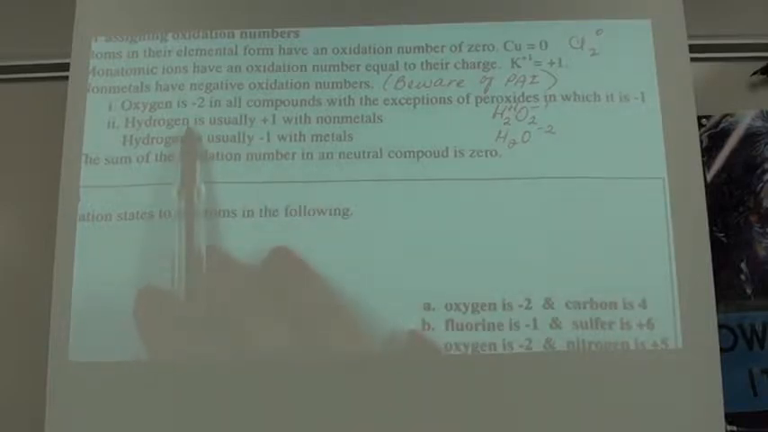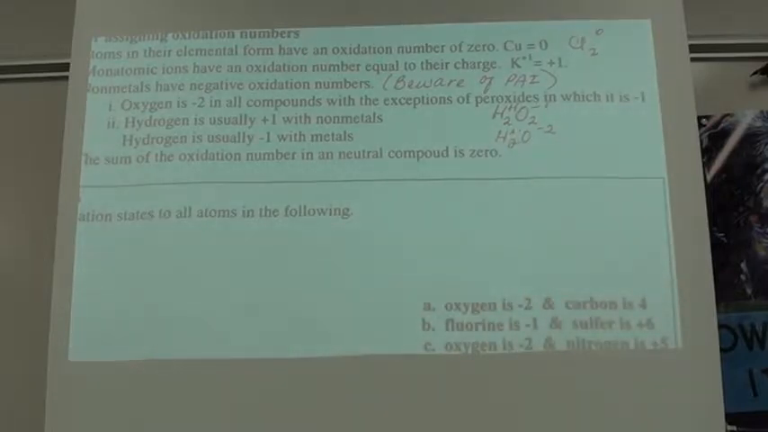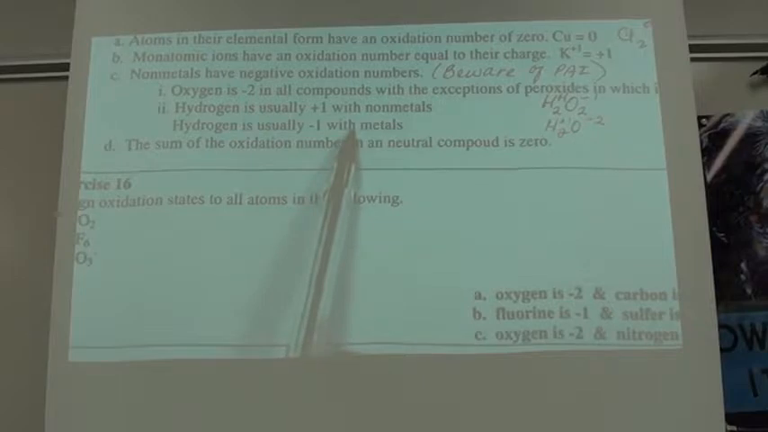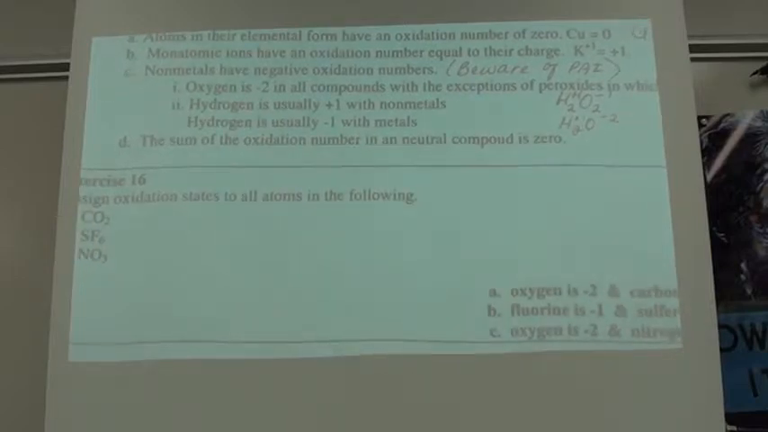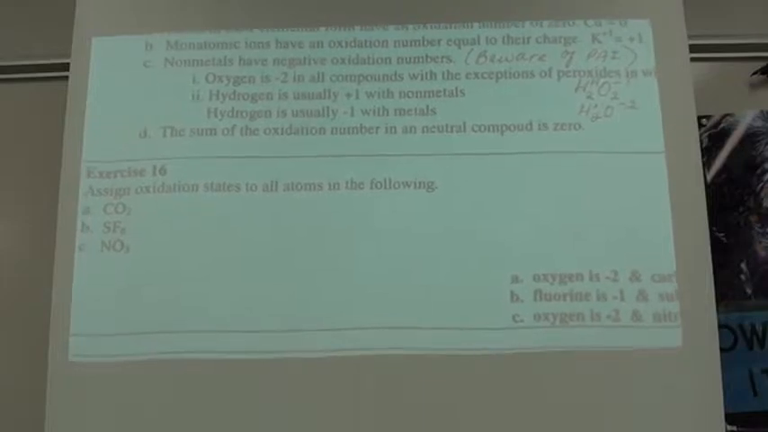Hydrogen is usually +1 with nonmetals, as it is in water and hydrogen peroxide. It is usually -1 with the metal. Sometimes they form hydrides. It would be -1 in a hydride. Please take advantage of this. The sum of the oxidation numbers in a neutral compound is 0.